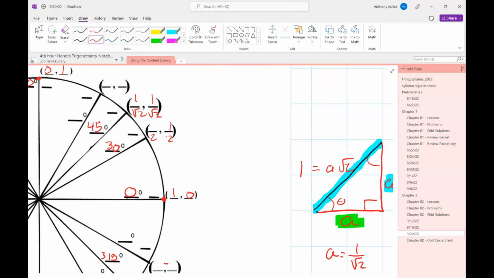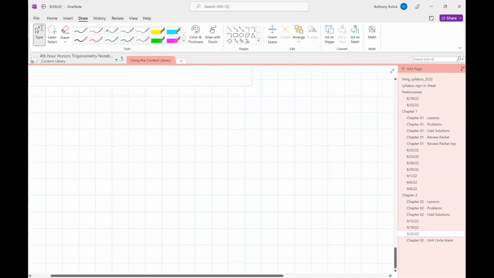Zoom in a little bit better so I can write that a little bit clearer. Okay, so oh boy.